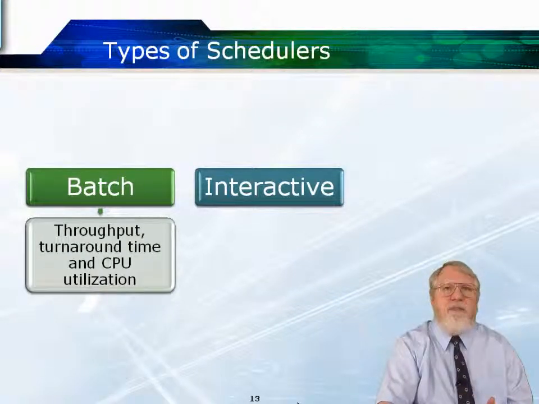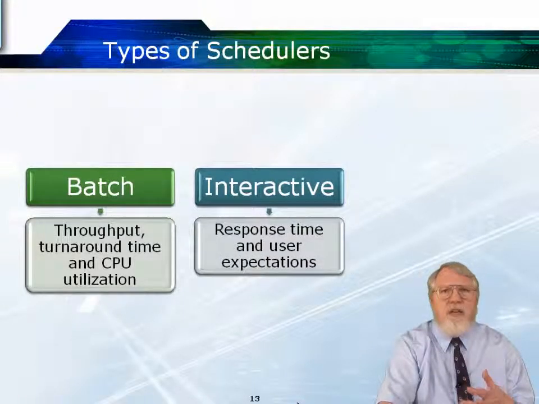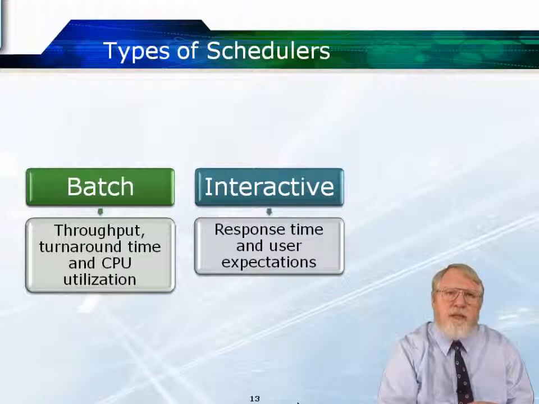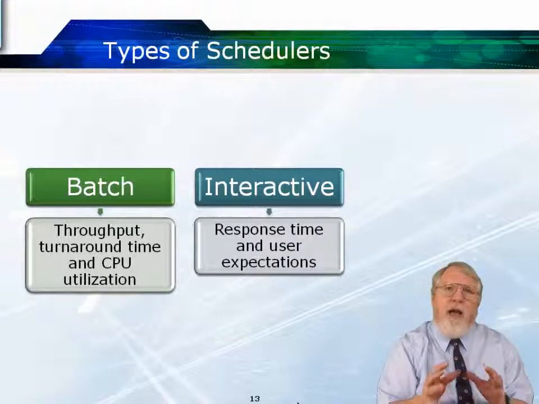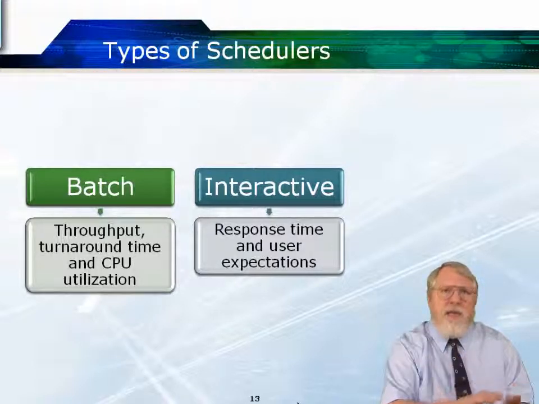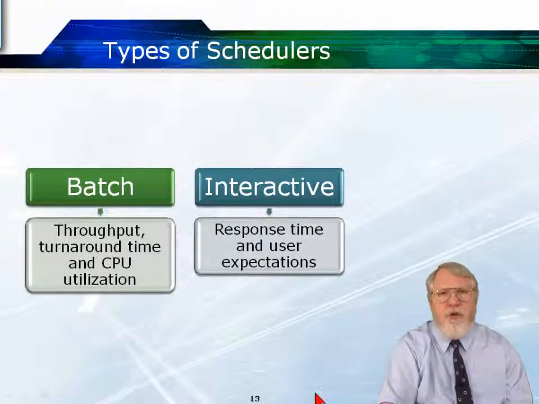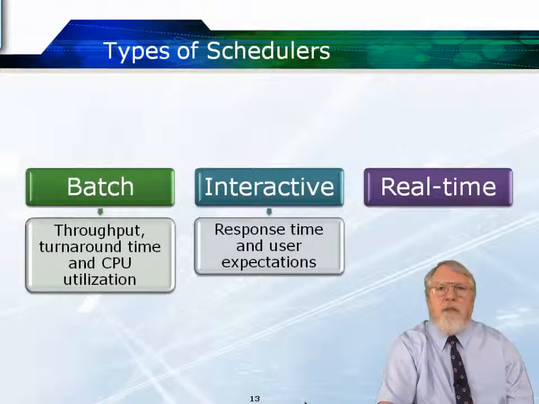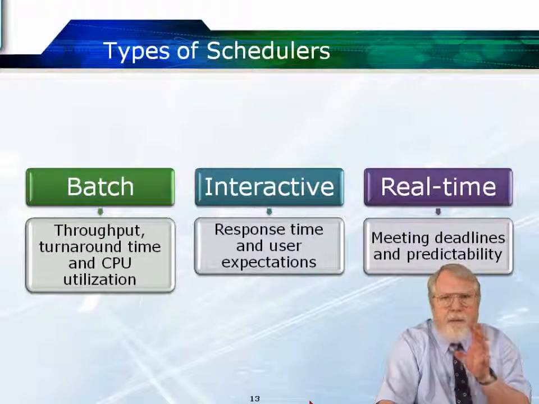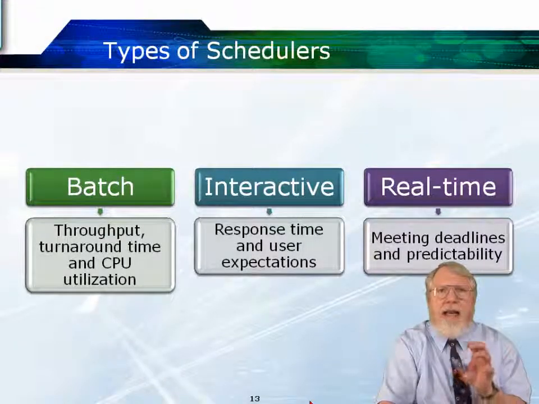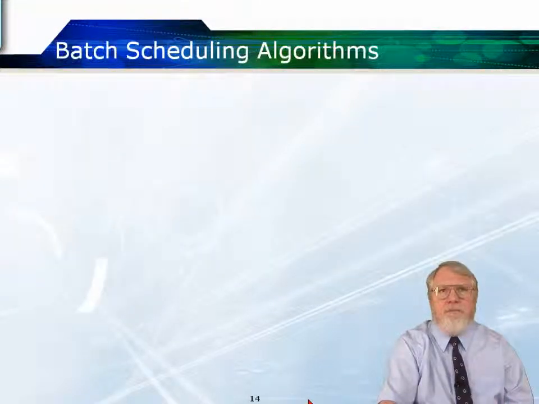Then we have interactive types of schedulers. And these are more interested in response time and user expectations. So here the resources aren't as expensive. It's the people, the users, that are expensive. And so now the operating system goes from maximizing the resources of the hardware to maximizing the resources of the people using the system. And then there's real-time schedulers, which are meeting specific deadlines and being very, very predictable in how the system responds to physical world events.